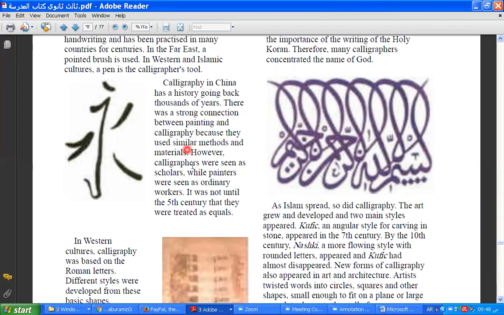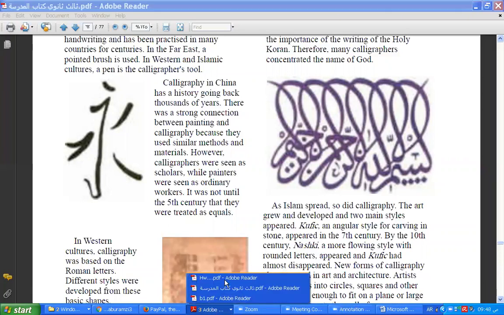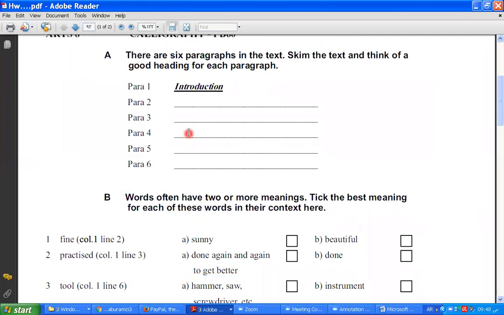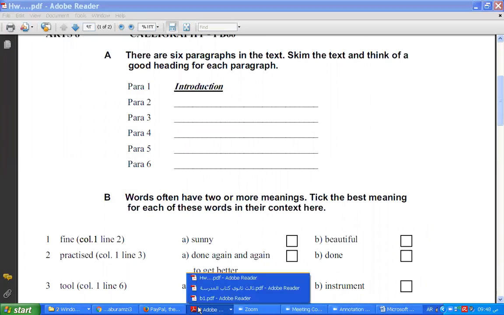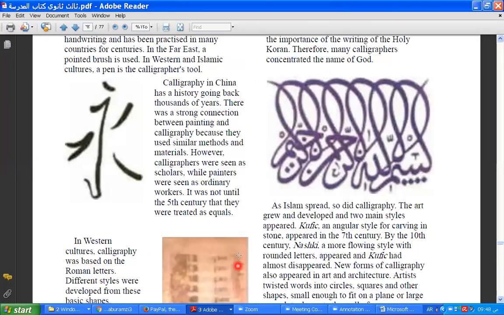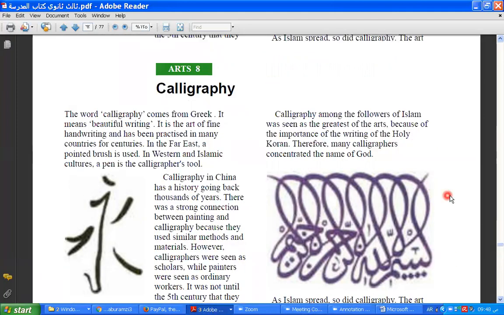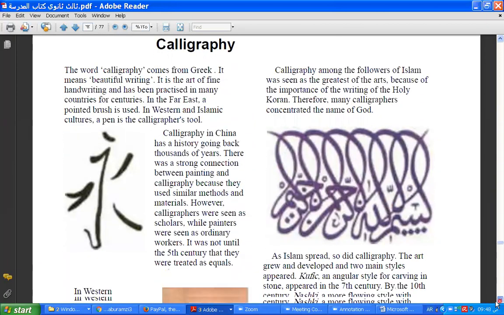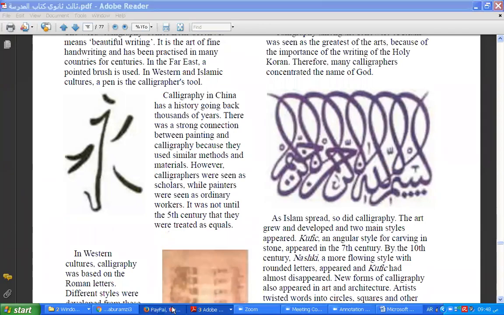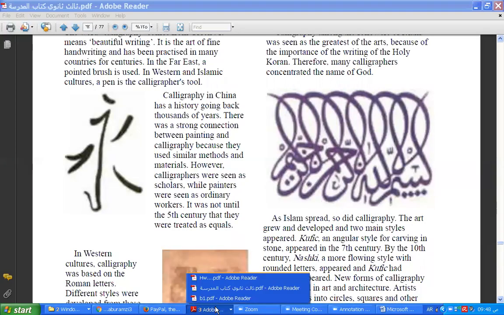Thanks Abdullah. For this paragraph, in your opinion, which title can we choose? I believe it's also part of the introduction. But they said here we have six paragraphs, so it should be another paragraph. This one, 1, 2, 3. Actually, it should be separate. But it is related to the introduction because they talked about China, but it's a kind of explanation, maybe.